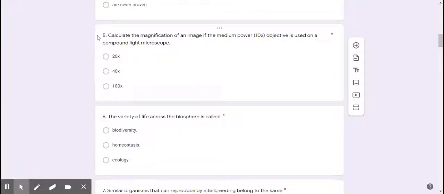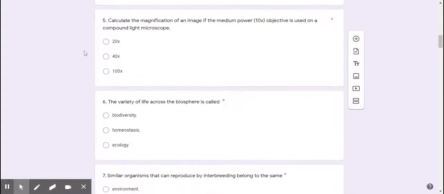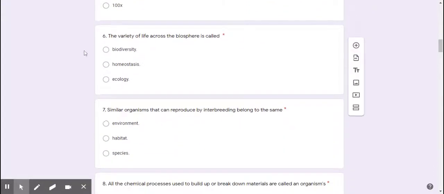Number 5, calculate the magnification of an image if the medium power 10x objective is used on a compound light microscope. That be 20x, 40x, or 100x. Number 6, the variety of life across the biosphere is called biodiversity, homeostasis, or ecology.